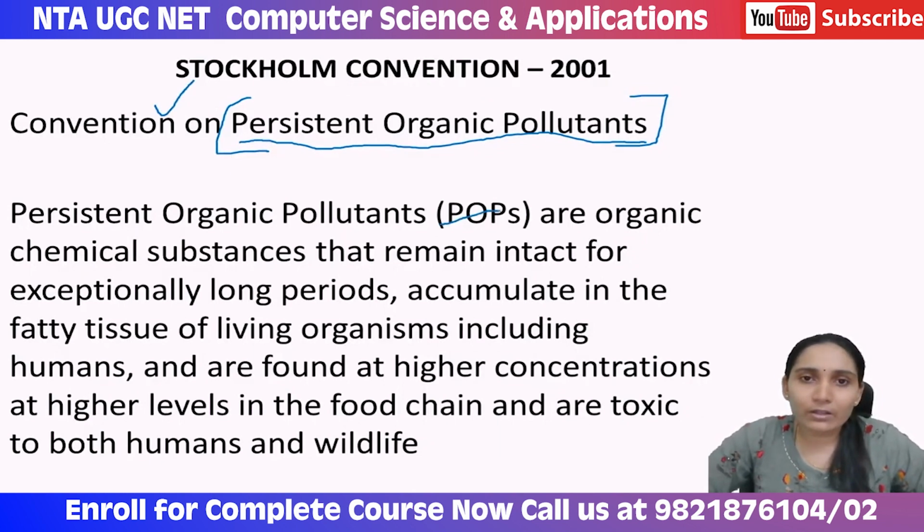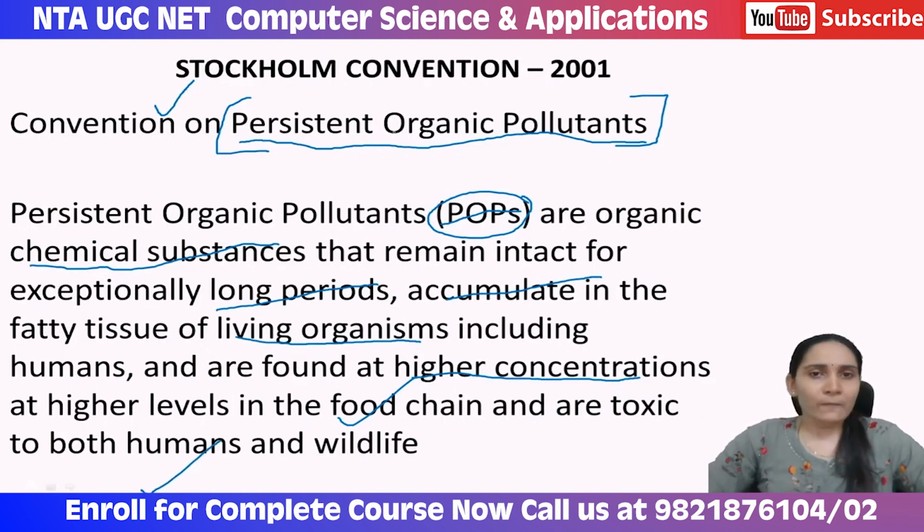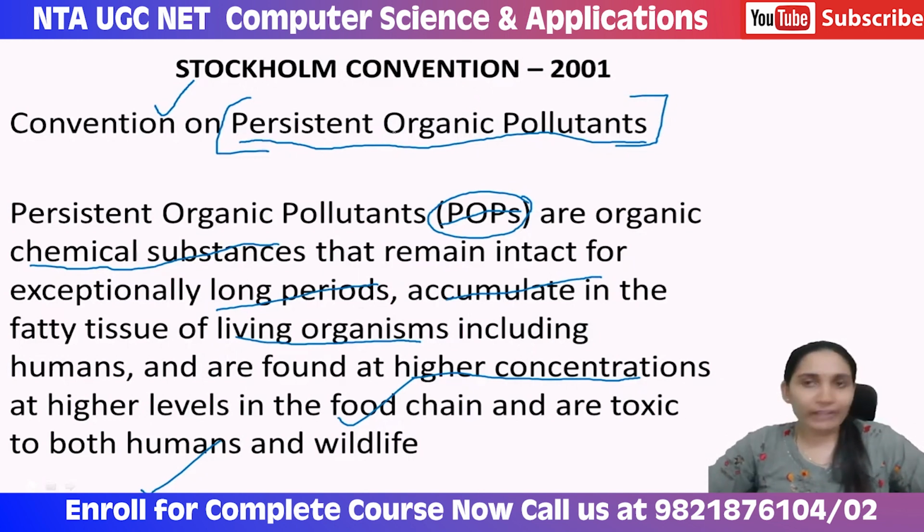POPs, or persistent organic pollutants, are organic chemical substances that remain intact for an exceptionally long period, accumulate in the fatty tissue of living organisms including humans, are found at higher concentrations at higher levels in the food chain, and are toxic to both humans and wildlife. That is why I said, when we discussed the basic concepts of ecology and environment, that basics are very important.